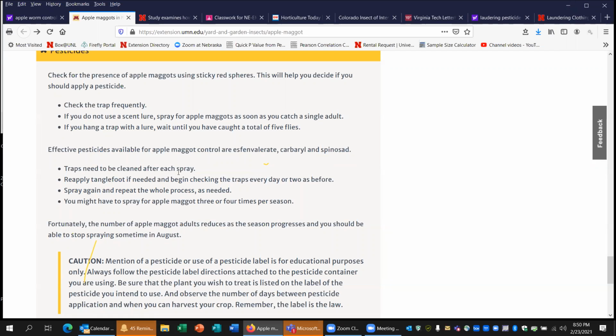So you'll need to clean your traps. You'll have to reapply any Tanglefoot product if you're putting that on the trap, so we don't accidentally bring some residue on there. Spray again, repeat the process, follow the label. It says you may have to do 3 or 4 applications per season. And so you usually split that over a period. So spray, wait 10 to 14 days, spray, wait 10 to 14 days, spray again.